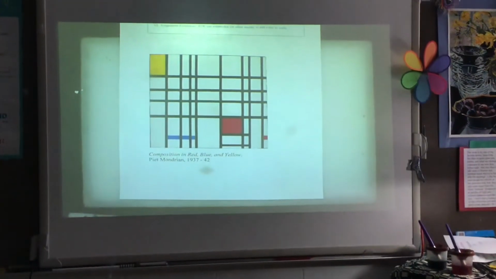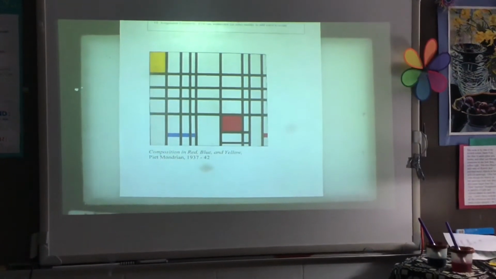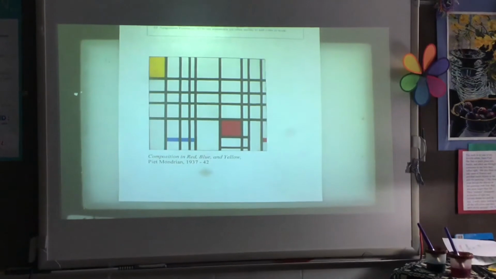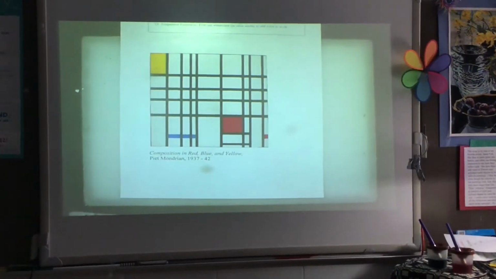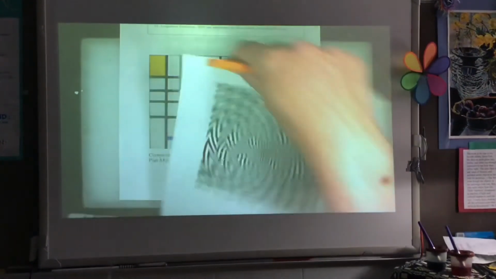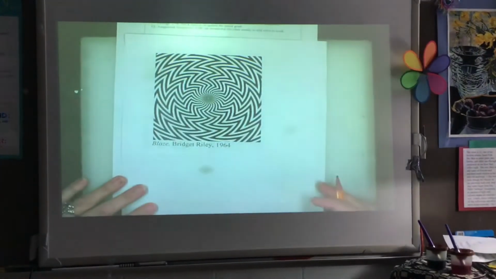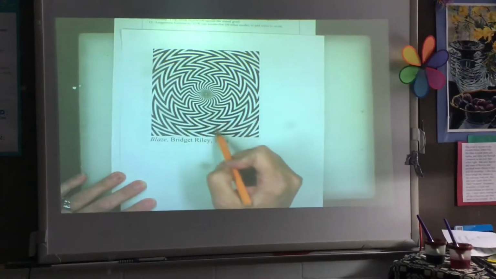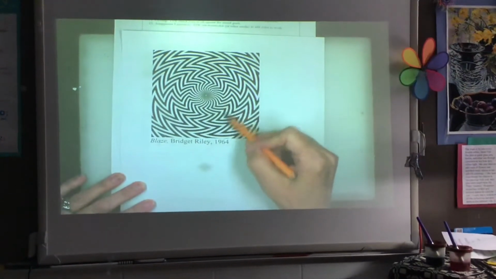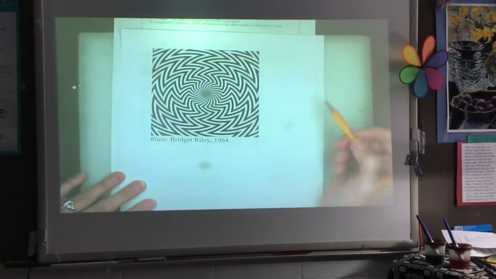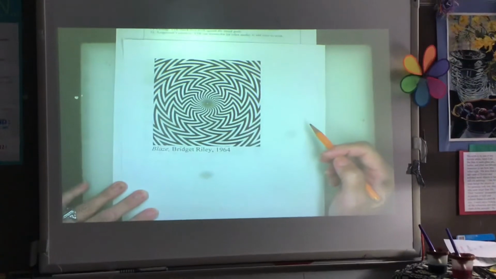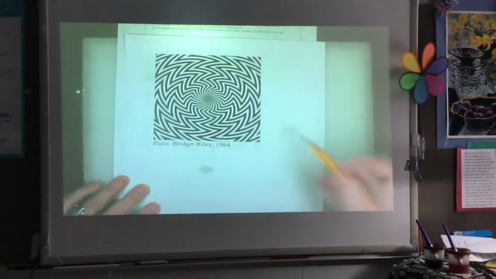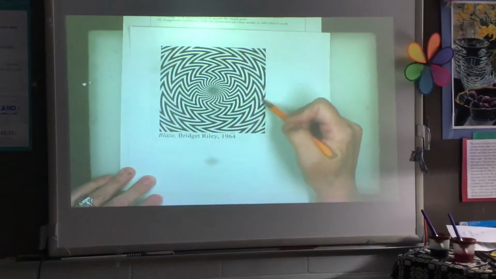And then let's look at this painting called Blaze by Bridget Riley. How would you describe the lines she uses? Write that word down, or you can just draw a picture of that kind of line, and then think of the words you would use to describe it.